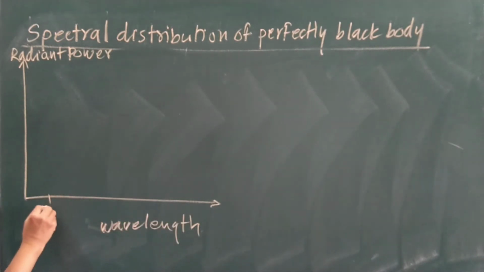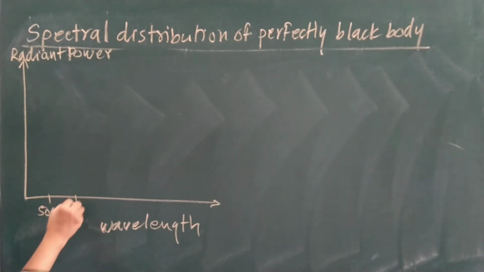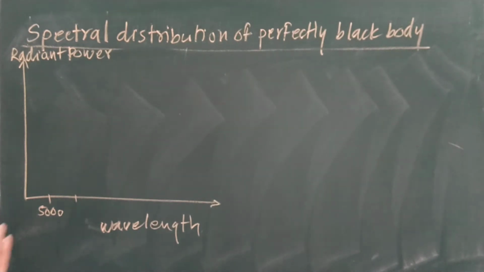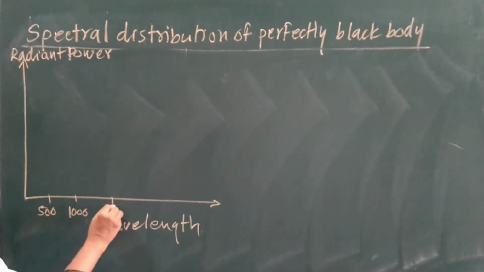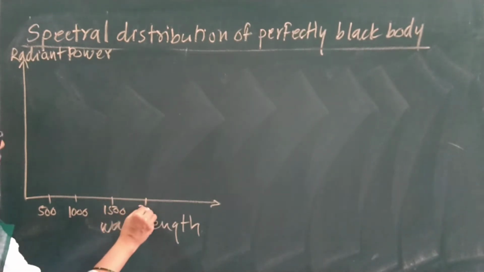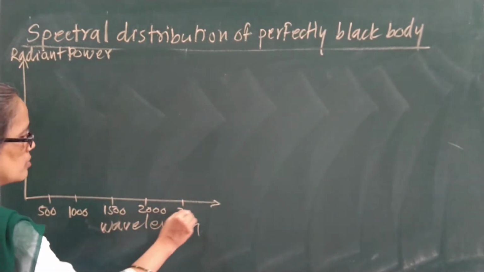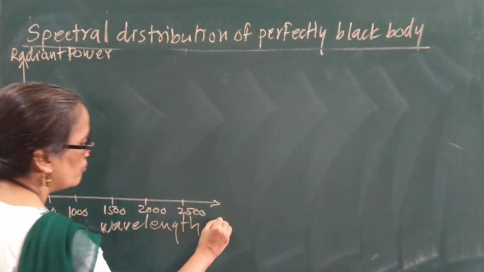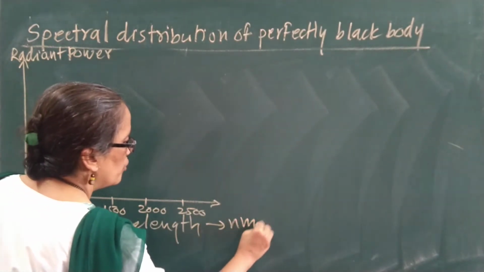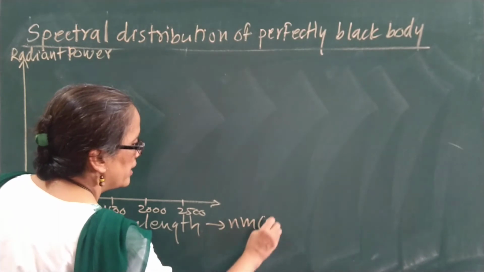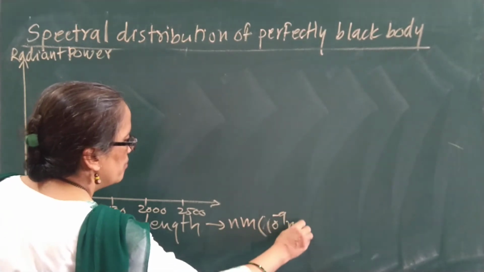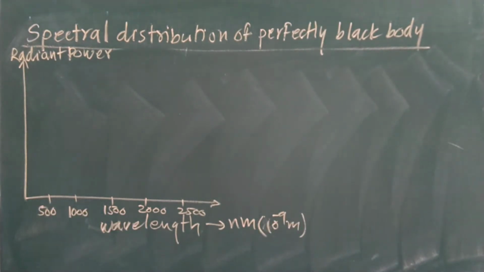Wavelength I will say as 500 nanometer, 500, 1,000, 1,500, 2,000, 2,500 in terms of nanometer. Nanometer का मतलब है 10⁻⁹ meter. Is it right?